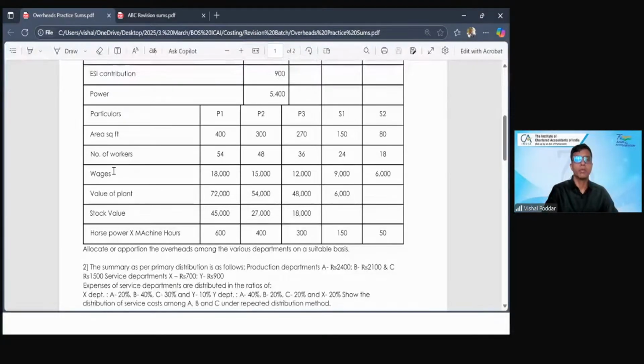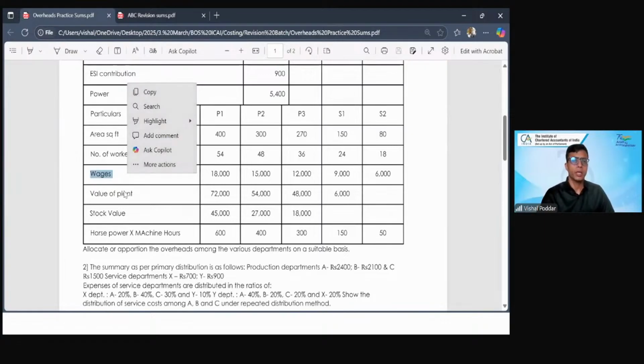So see, here they have given you wages. So these are your direct wages. Now, direct wages, as I just explained, will not be posted in production departments. It will be only posted in service departments. Now somebody may ask, sir, only wages are given, so what do we have to consider? When only wages is given, you should consider it as direct wages unless specified.